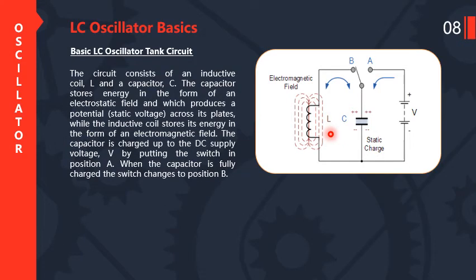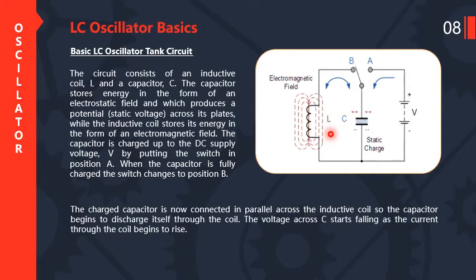The circuit consists of an inductor coil L and a capacitor C. The capacitor stores energy in the form of an electrostatic field, which produces a potential across its plates, while the inductive coil stores its energy in the form of an electromagnetic field. The capacitor is charged up to the DC supply voltage V by putting the switch in position A. While the capacitor is fully charged, the switch changes to position B. The charged capacitor is now connected in parallel across the inductor coil.